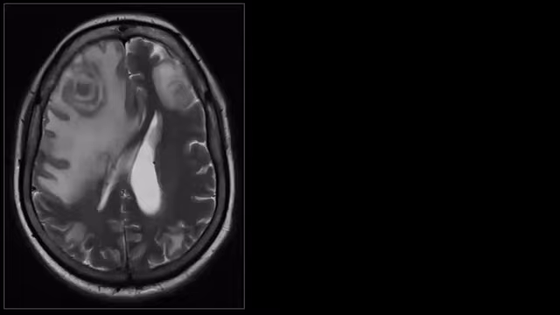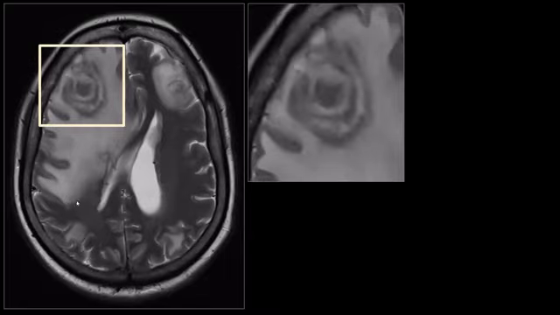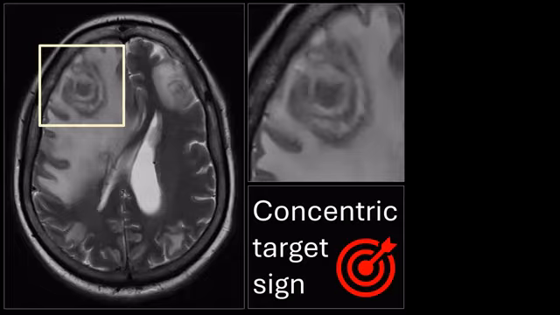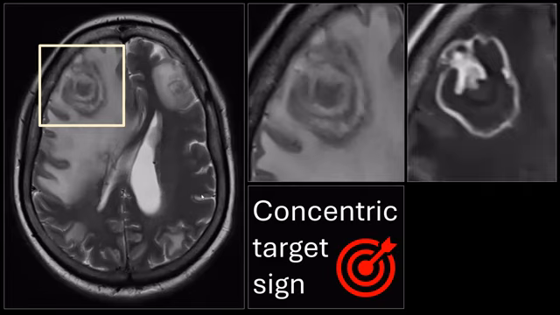This brings us to the next parasite. Over here we see a lesion on T2 weighted images. The patient has multiple lesions, but we're going to focus on the one in the right frontal lobe. And we see that it is composed of alternating hyperintense and hypointense rings. This is called the concentric target sign, and it kind of makes sense. It looks a bit like a concentric target.